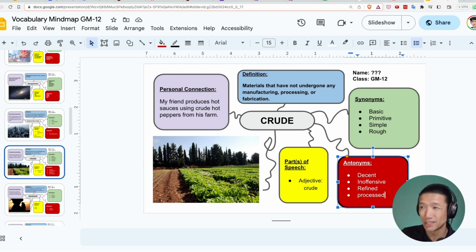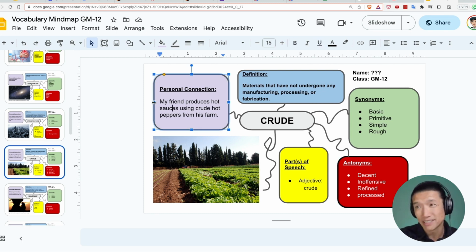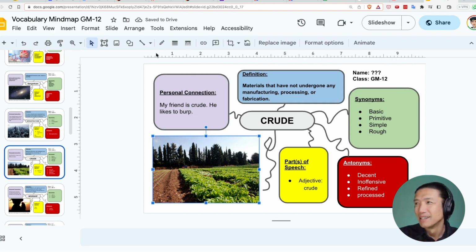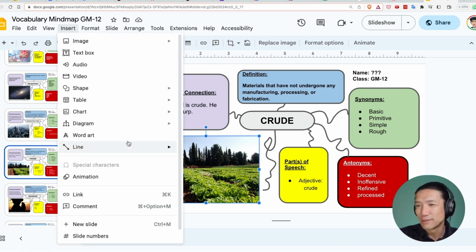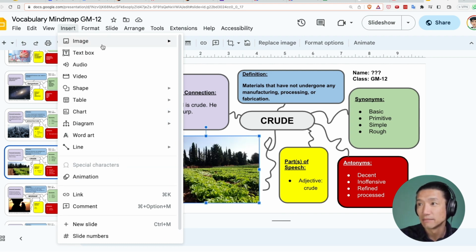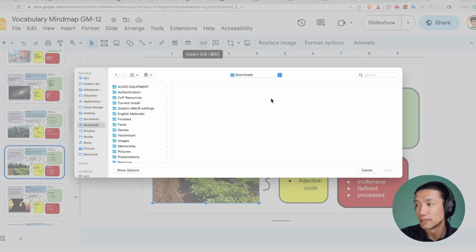This word, I would probably change the personal connection to something about a person. My friend is crude. He likes to burp. What does that mean? I'm just going to help somebody so that we all can learn together. If you did this, don't worry. We all learn by making mistakes.